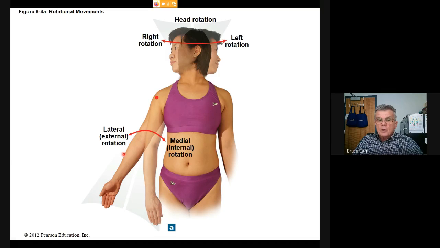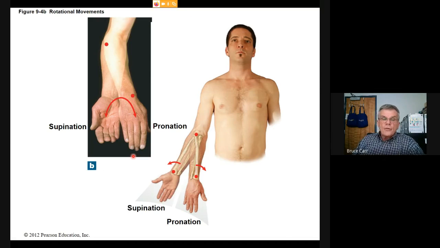Notice that from the anatomical position, which is this lateral figure, we turn it over with the thumb moving toward the midline. That's medial or internal rotation. We'll have another term for that in a moment. Or we can return it. That's lateral or external rotation. The other terms for those are shown here. Internal rotation is also called pronation. Notice the palm of the hand is down, backwards. And supination, if we return it to the anatomical position.